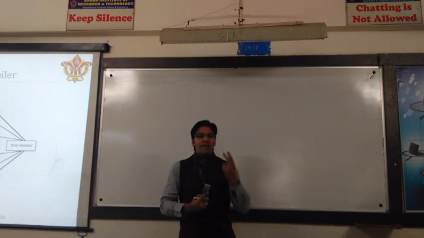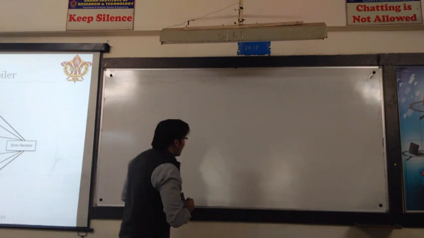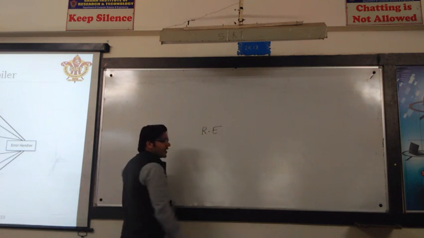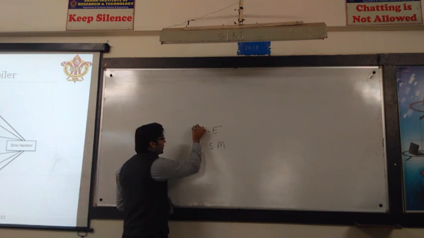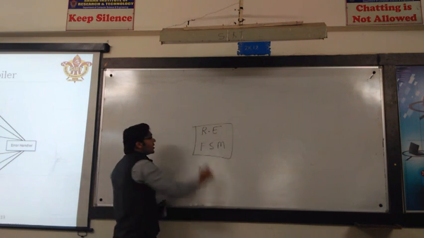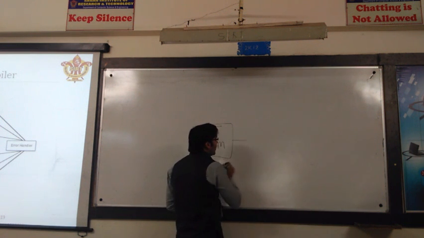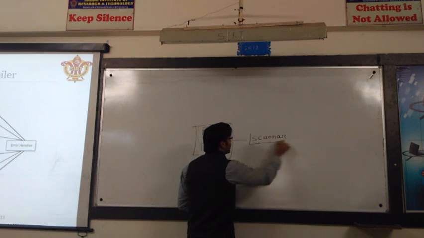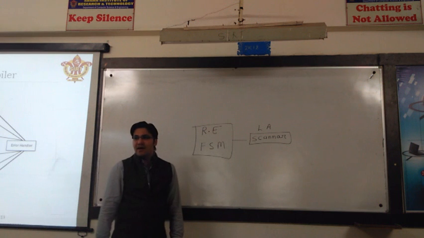Well, there are two parameters. In the first phase of compilation, there are two parameters. One is regular expression and another one is finite state machine. These two combine with each other and convert into a result. That result is known as the scanner, also known as the lexical analysis part.